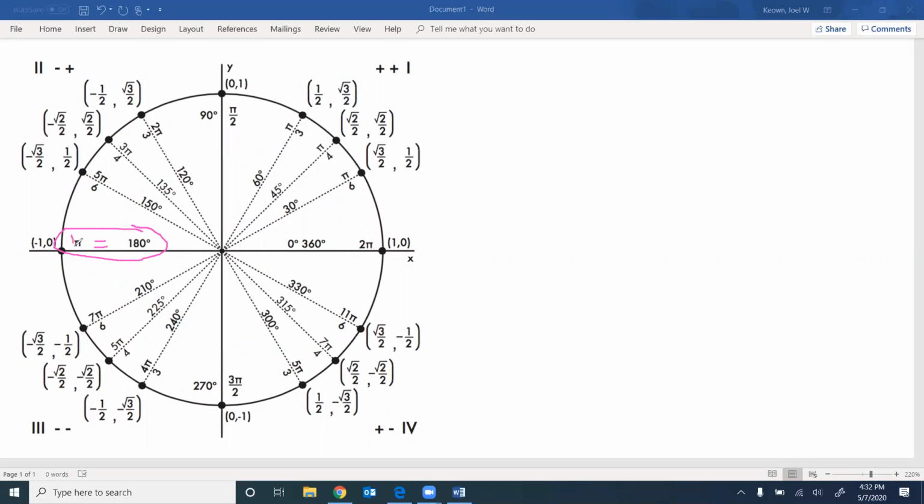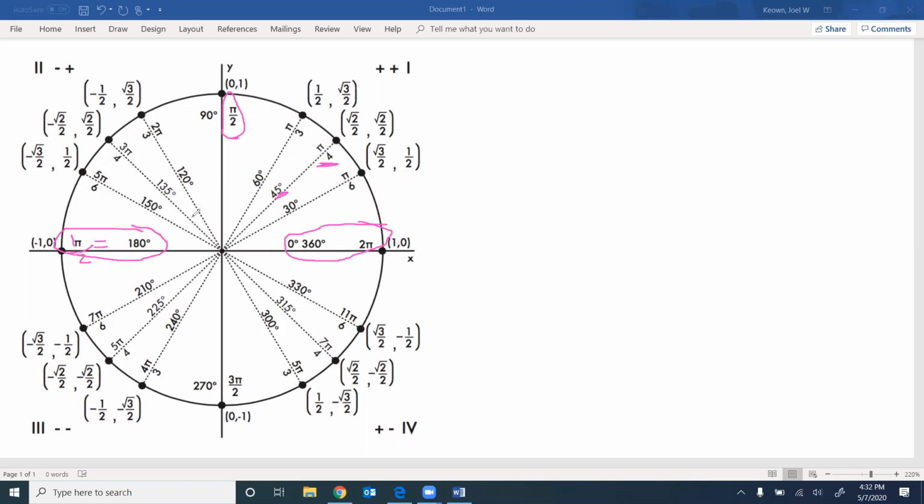Well, if pi radians is 180 degrees, and 90 degrees is half of 180, well, 90 degrees has to be half of pi. So right here, I get 90 degrees is pi over 2. And then if I did half of 90, I'd be at 45, and half of a half is a fourth, okay? And if I doubled 180, I would get 2 times pi, which I get right here. 2 pi is 360, okay?